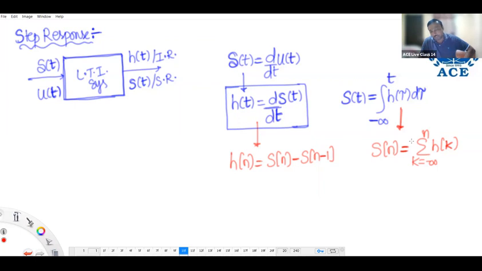There is no need to learn any formulas by heart. Be thorough with the introduction. What is the delta t, u t relation? D by dt of u of t is delta t. There delta t, what is the name now? H of t. There u of t, what is the name now? S of t. Okay. The total system behavior is characterized by impulse response. Sudden change in the behavior is characterized by step response.